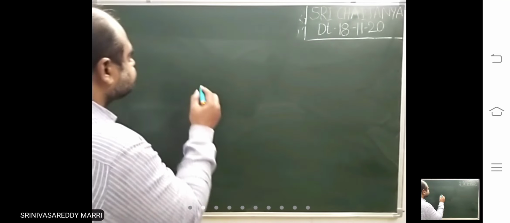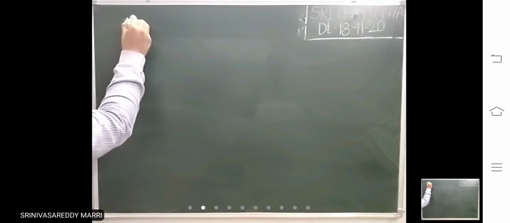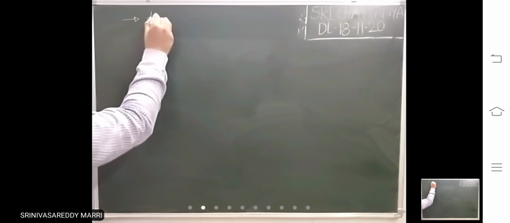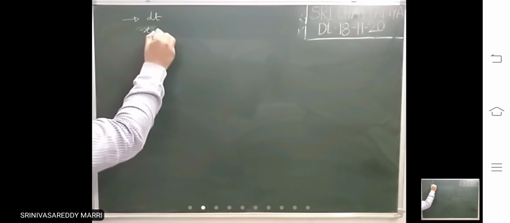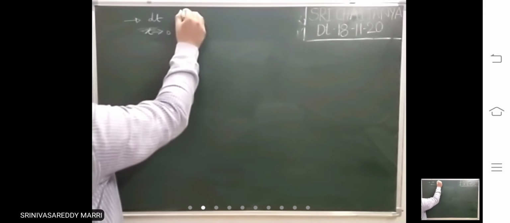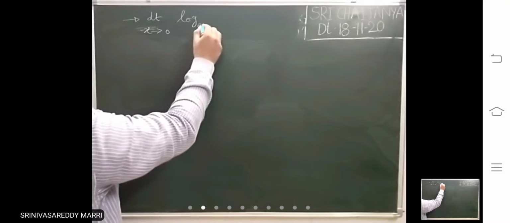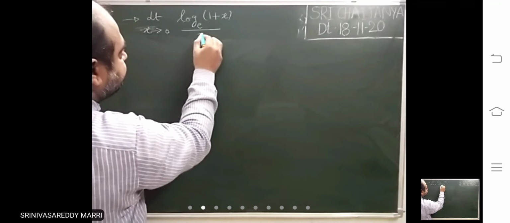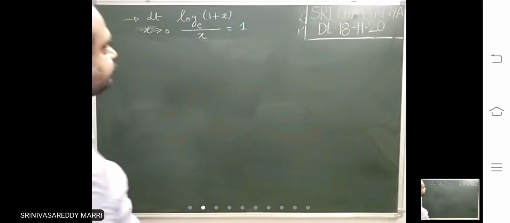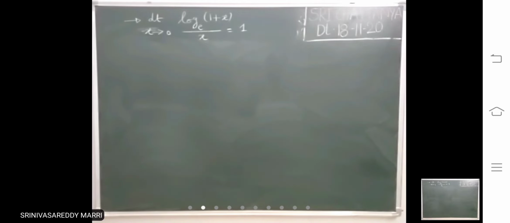In the previous lecture, we have discussed standard limits. Another standard limit is there. Look at that standard limit. Limit x tends to 0, log of 1 plus x by x equal to 1. Log of 1 plus x to the base e divided by x equal to 1.